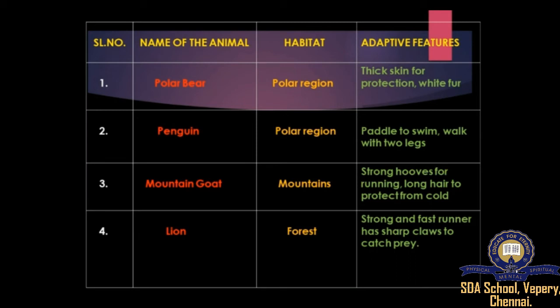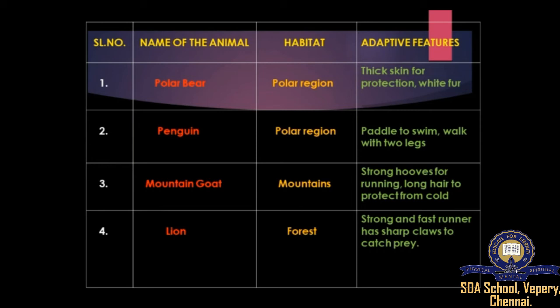Okay, so what are the main adaptive features of the lion? It is a strong and fast runner. It has sharp claws to catch its prey. Okay, so what is prey? Prey is an animal that is hunted and killed by another animal for food.